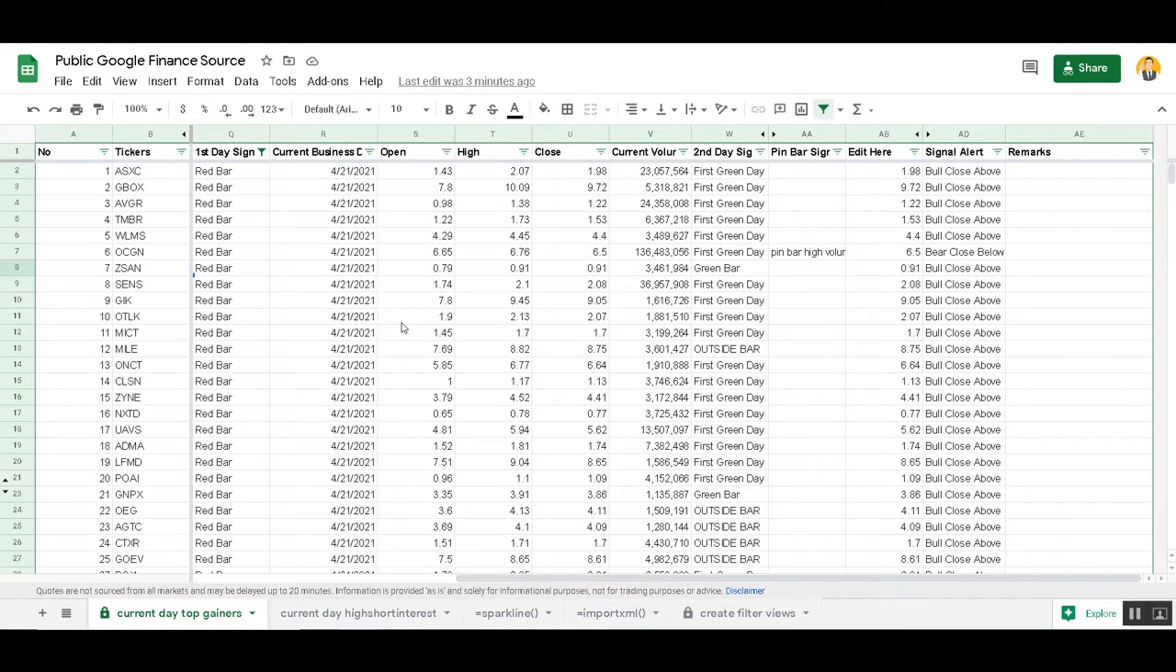In today's video, I'm going to share with you my favorite function, the IF function for Google Sheets.